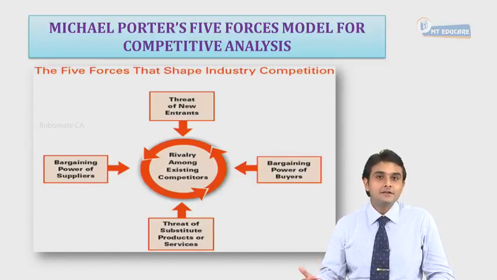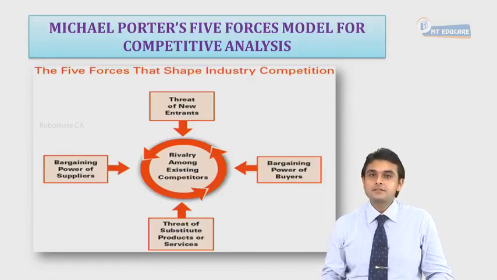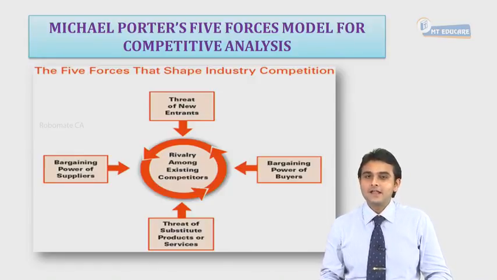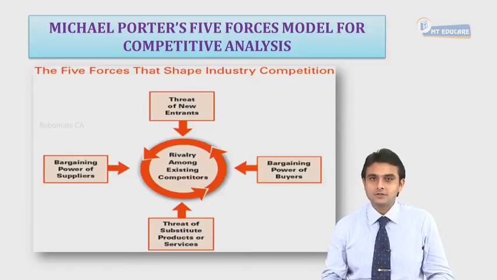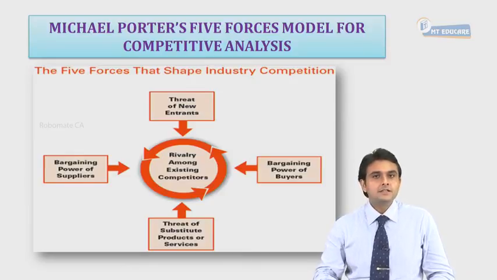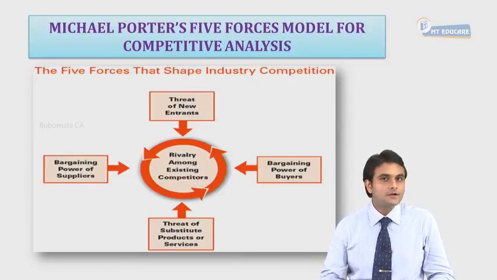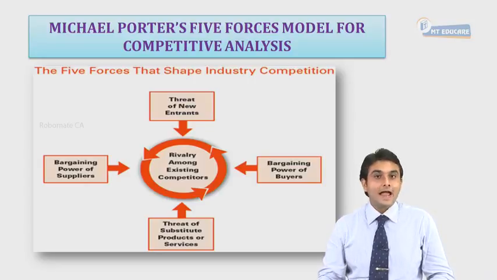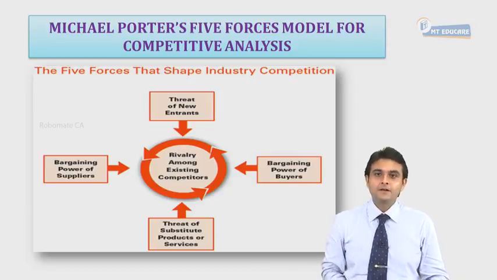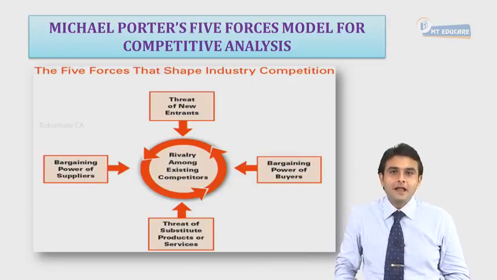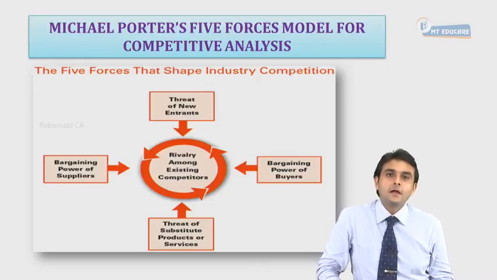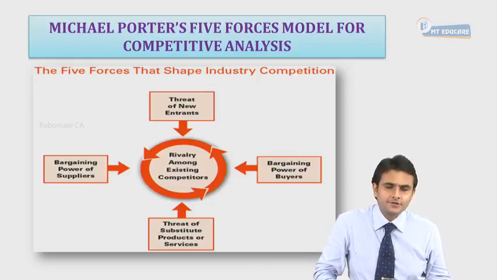So the supplier may enter into my business, because the supplier may think that if I provide raw material at this cost, and this person is converting that raw material into a finished product and earning a great deal out of it, why can't I do that? So the bargaining power of suppliers can be controlled by vertically backward integration.